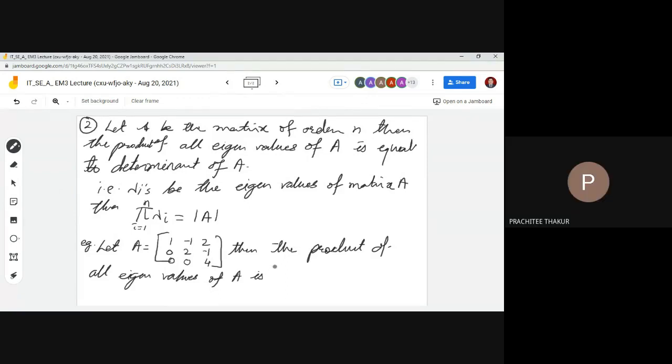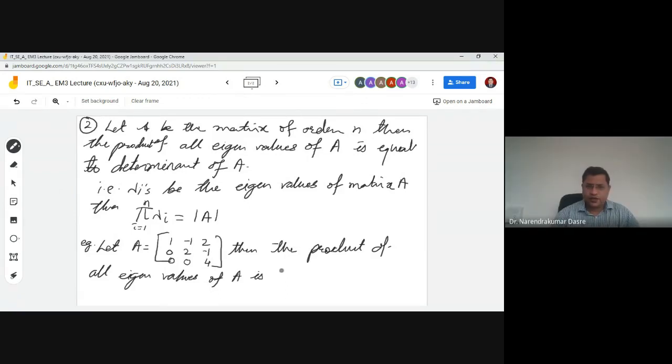Yes, sir, it is going to be 8. So 8, okay, that is what we have. The determinant of A is equal to 8, which is equal to the product. Now this is a 3 by 3 matrix, so I will be running from 1 to 3, and you will be having lambda 1 into lambda 2 into lambda 3, and that's going to be 8, which is the determinant of A.